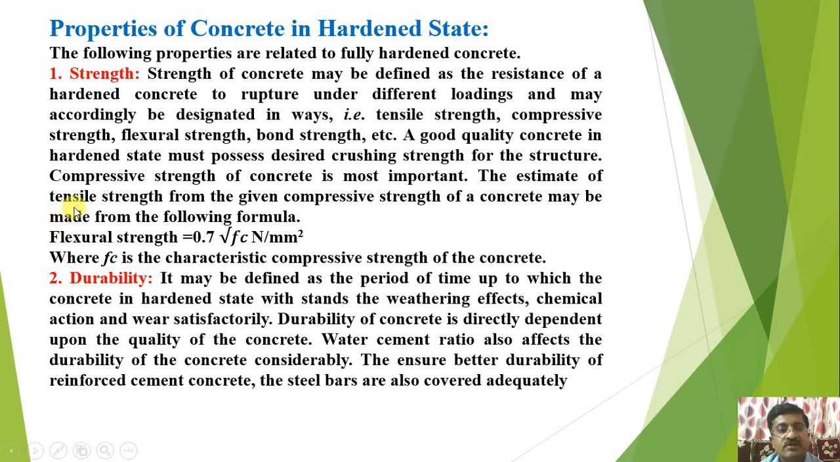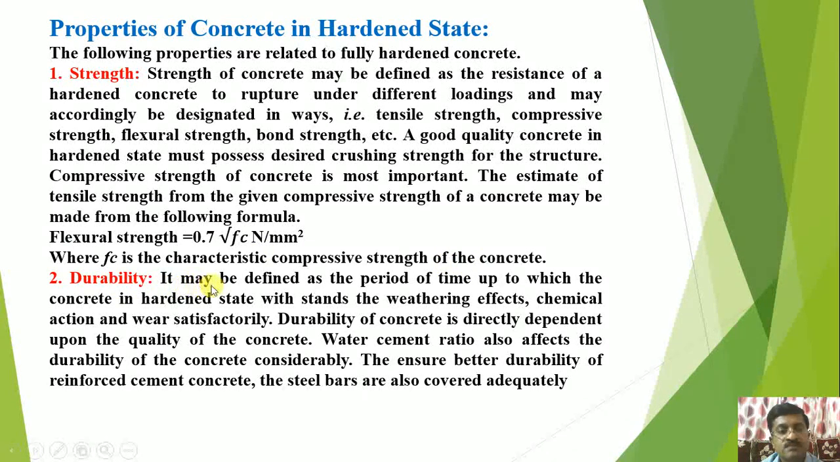The estimate of tensile strength from the given compressive strength of a concrete may be made from the following formula. Flexural strength is equal to 0.7 under root Fc, in Newton per mm square, where Fc is the characteristic compressive strength of a concrete.